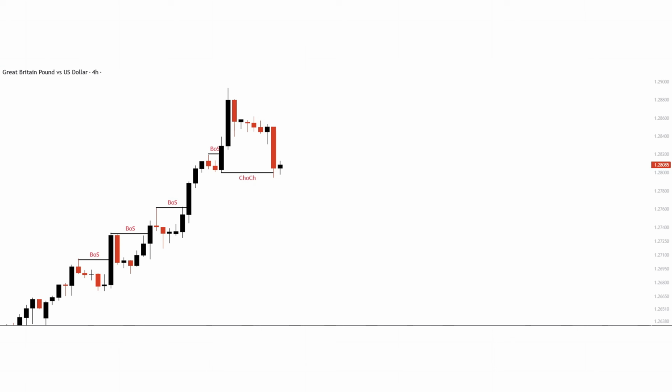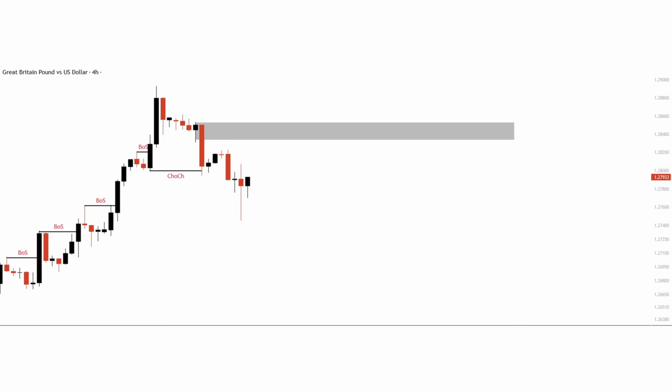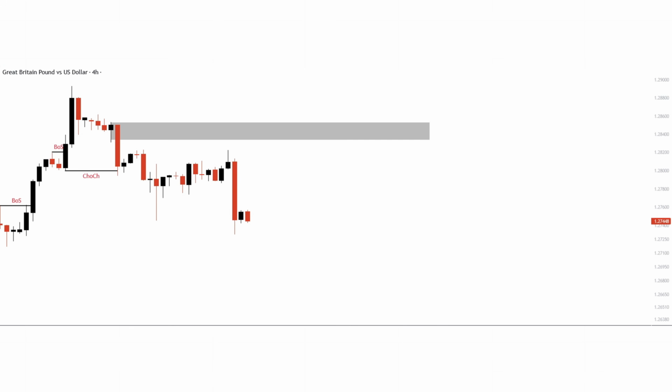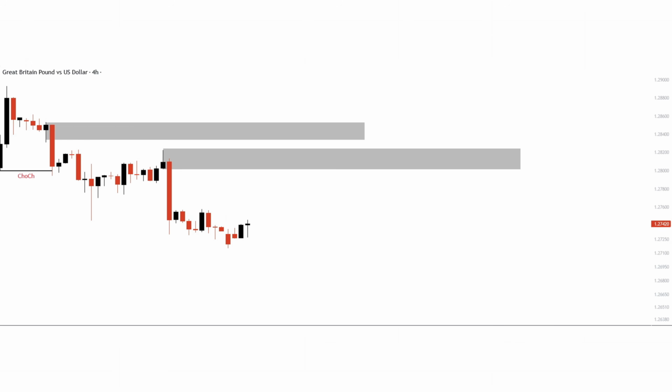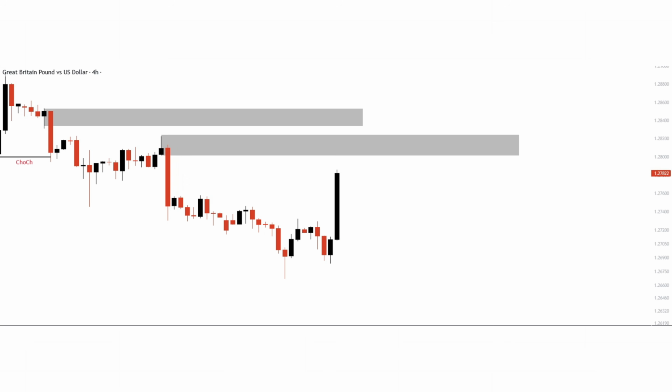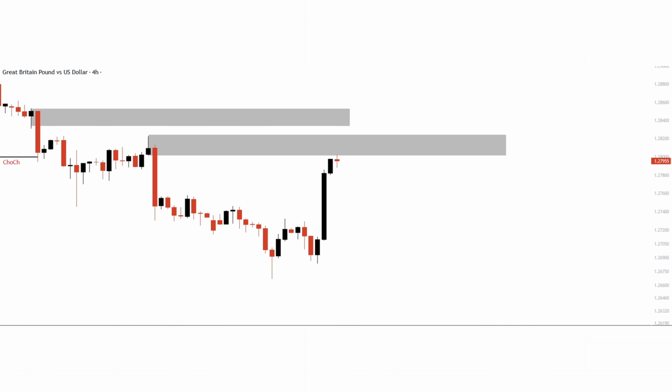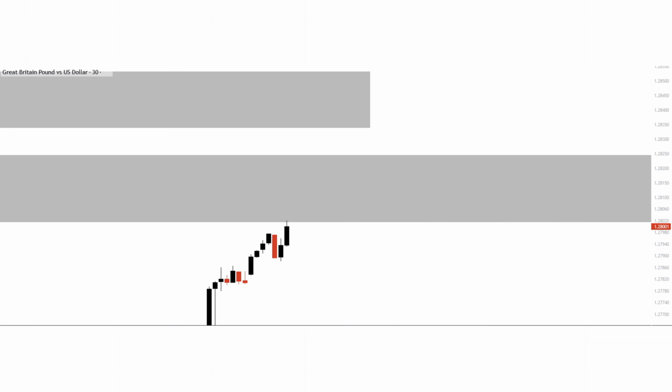Now we mark the first order block spotted and leave price moving. Another sharp downside movement prints right here, so we got another bearish order block. The first order block got filled. Now we move into a lower time frame. This was the 4-hour time frame. We will move into the 30-minute time frame.